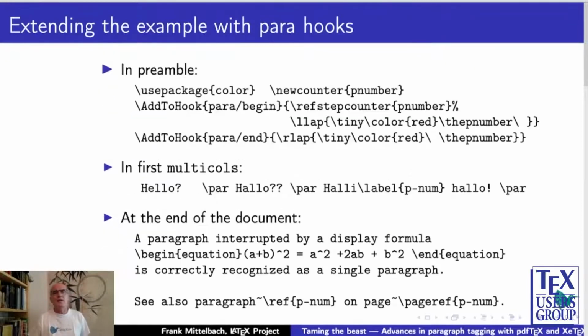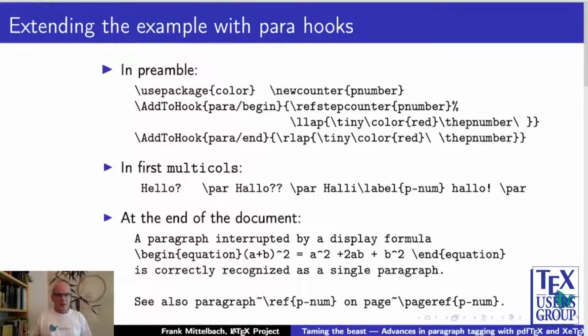Now let's augment the original example using the new hooks. In the preamble, we load the color package and we define a counter so that we can number each and every paragraph. We then go and increment that counter at the beginning of each paragraph when we are already in horizontal mode, and we typeset it in a small font in red digits into the margin. And at the end of the paragraph, still in horizontal mode, we typeset it again, this time making it stick out to the right.